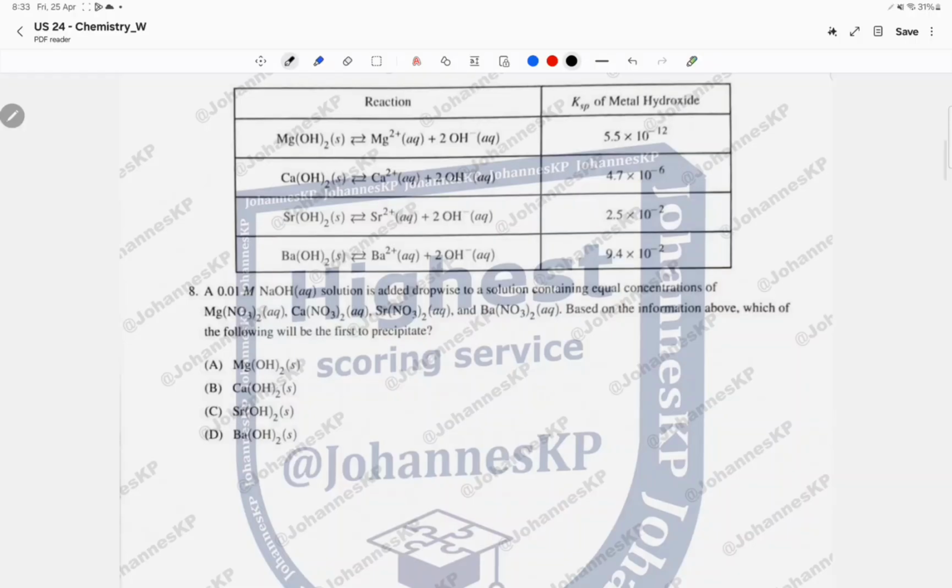Okay, so here we're adding 0.01 molar NaOH to magnesium nitrate, calcium nitrate, strontium nitrate, and barium nitrate. Based on the information above, which of the following will be the first to precipitate? Well, that would be the one with the least Ksp value, which is that one. So it's going to be choice A.